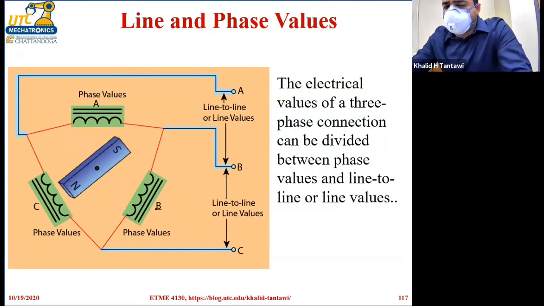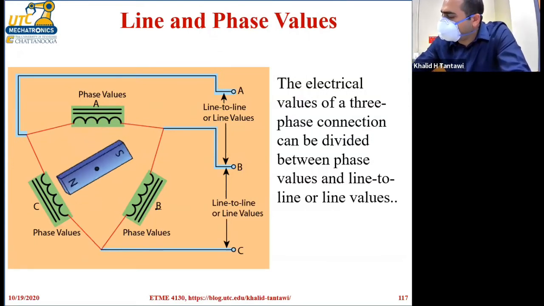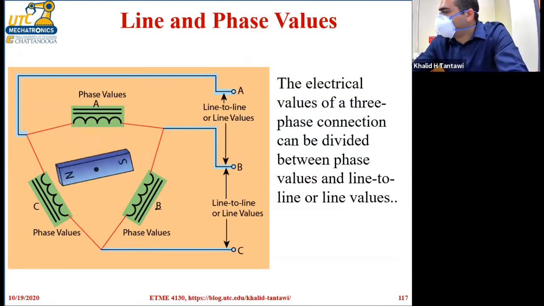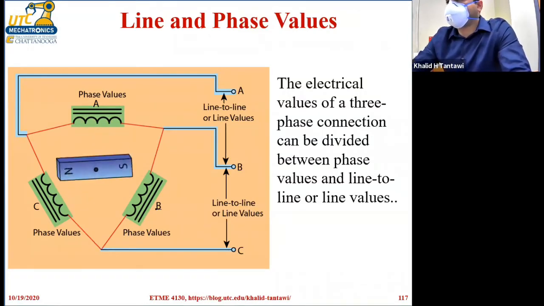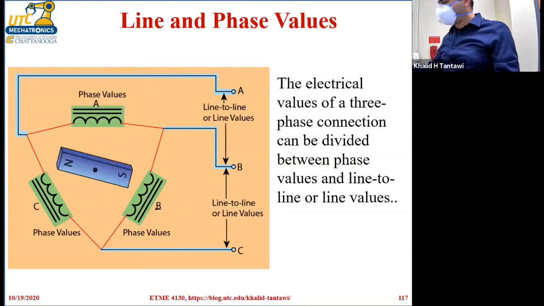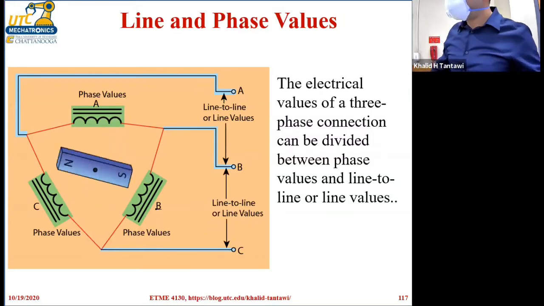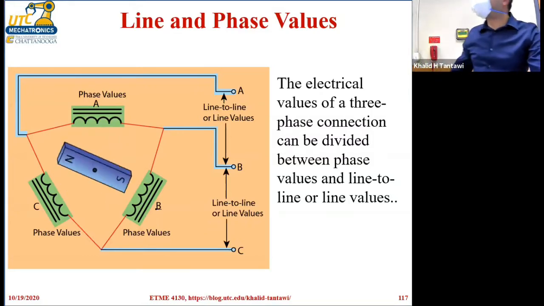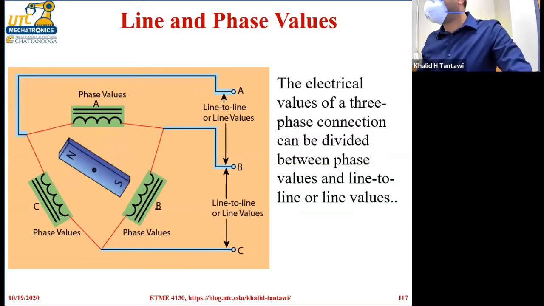Something to remember, or actually to define: when you take any two lines, this is called the line-to-line voltage. If they tell you the line voltage, that means you are talking about the line-to-line voltage. You take any two lines of the three and measure the voltage between them. Typically, this is the one that you have access to, the one that you always are going to measure, not the phase voltage. We're going to see the phase voltage in a minute.